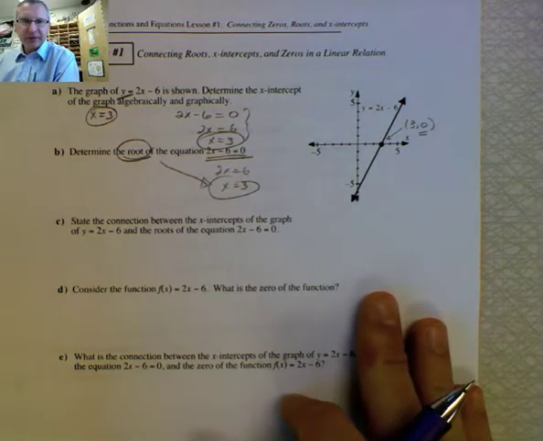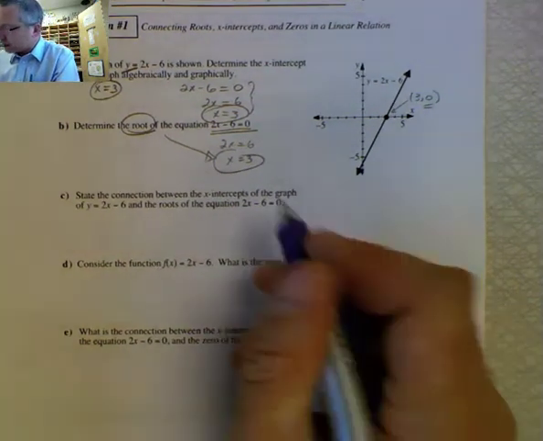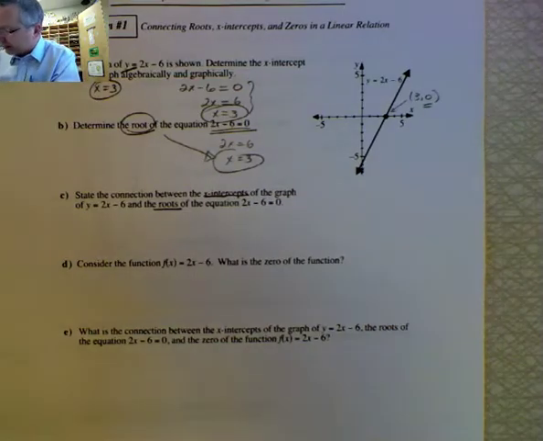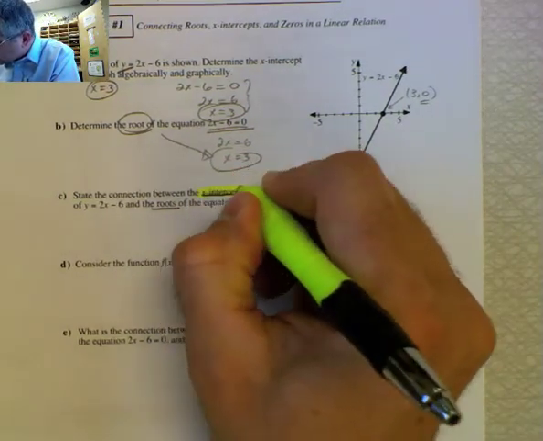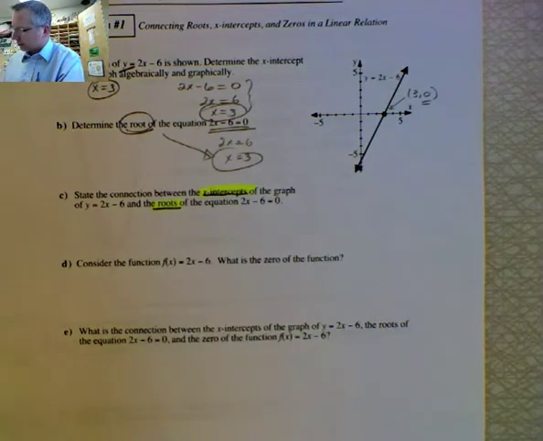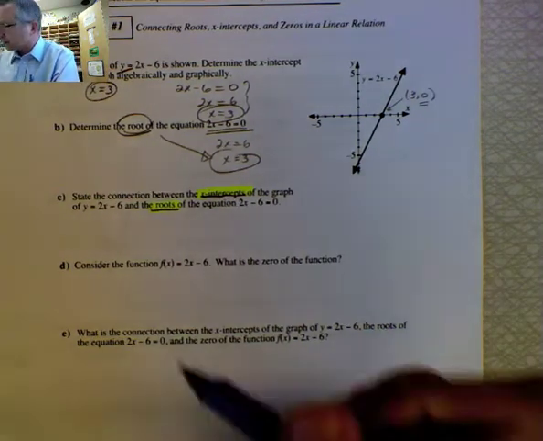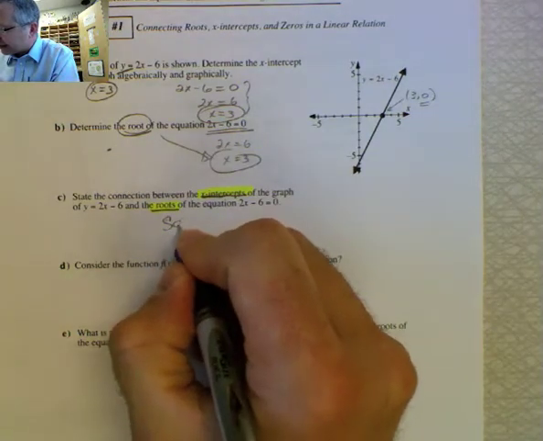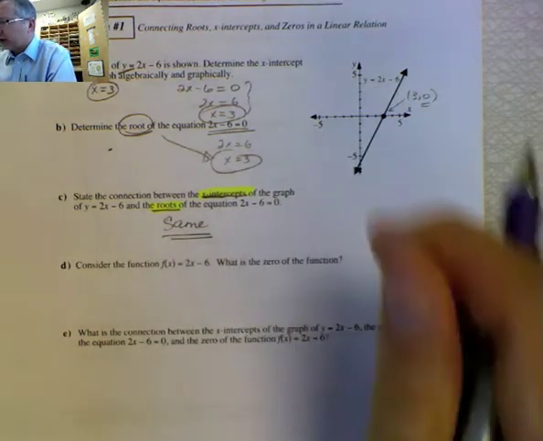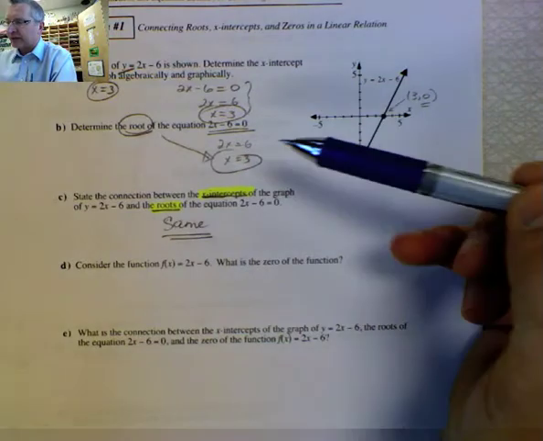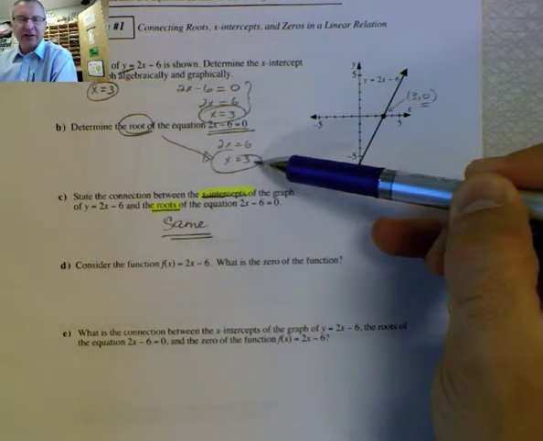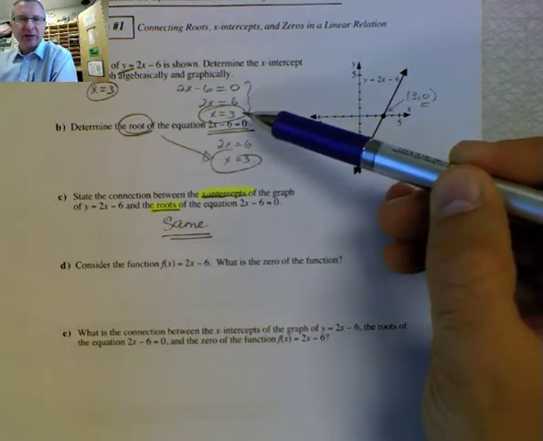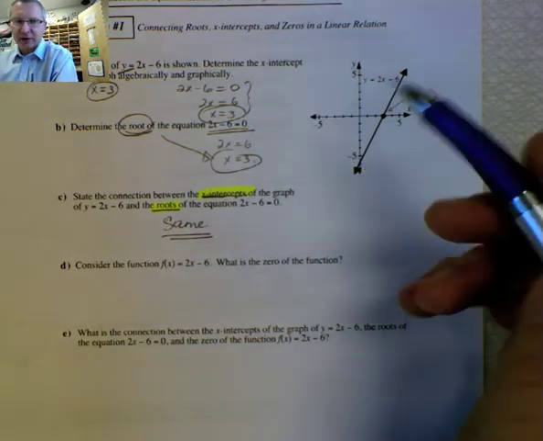It says state the connection between the x-intercepts and the roots. So these are really important terms, x-intercepts and roots. X-intercepts and roots are the same. They're essentially synonyms for each other. If a question asks you to find the x-intercept, you find it. If it's asking you to find the root, you're doing the same thing. You're equating the function to 0 and you're solving for x.